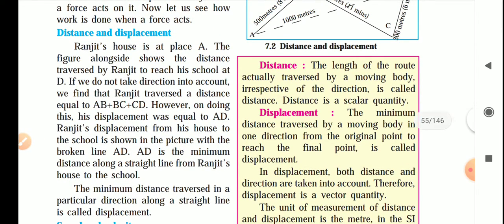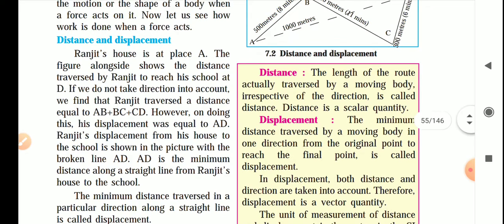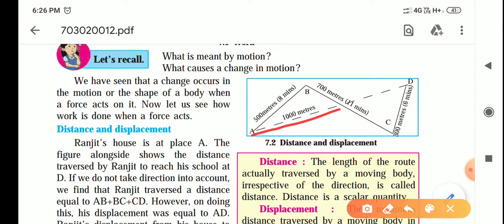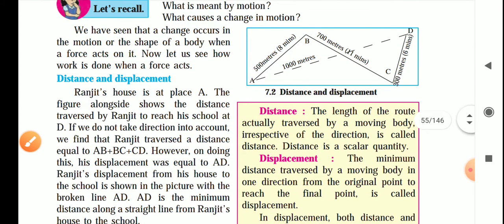Now let's see what is displacement. The minimum distance traversed by a moving body in one direction from the original point to reach the final point is called displacement. The minimum distance traversed. So what is the minimum distance traversed? It is 1000 meters, which is equal to AD. It is along a straight line.